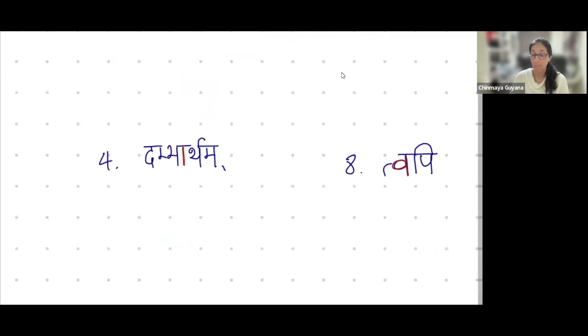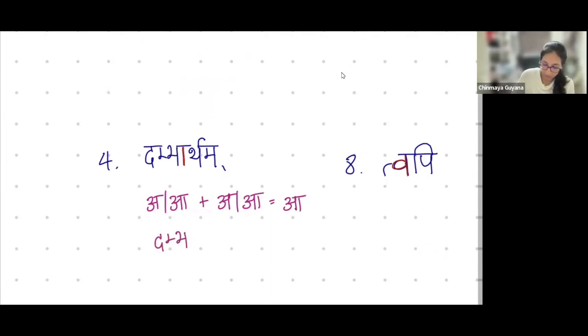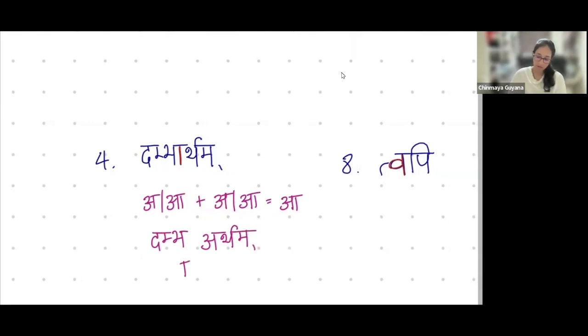Dambhartham. A is from a or a plus a or a equals a. The correct word is dambha artham. If you wrote a or a, no problem. No lost marks for that, just correct it.